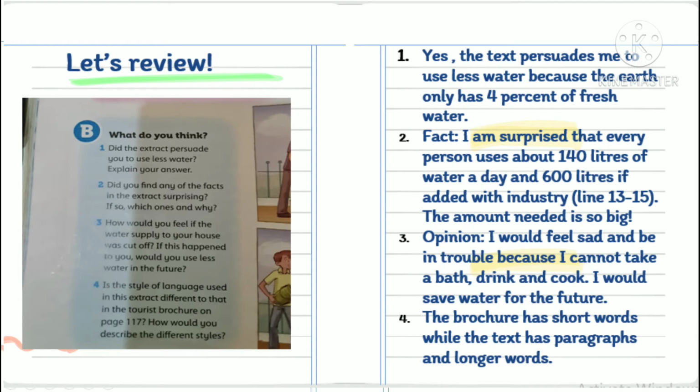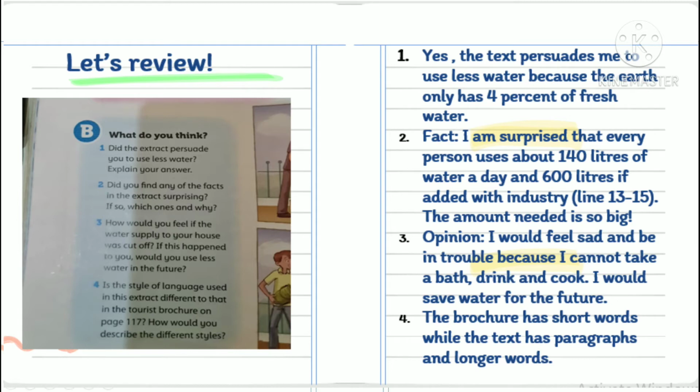Fact: I am surprised that every person uses about 140 liters of water a day and 600 liters if added with industry. It means clothing, food industry, many industries we have, right? And please open your textbook, lines 13 and 15 in the text. The answer is provided there. And you see the amount needed is so big. This is the fact, everybody.